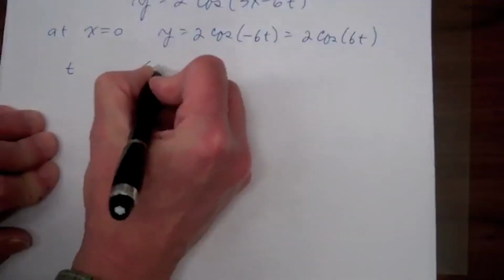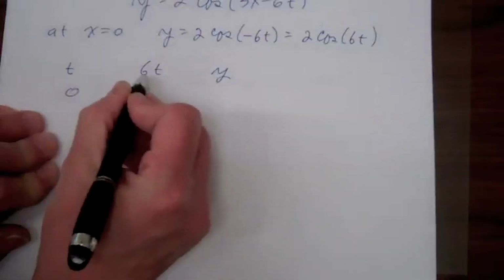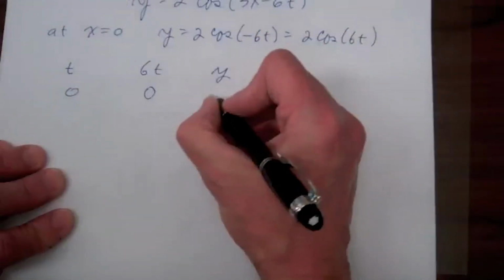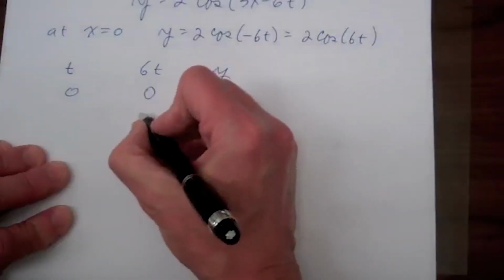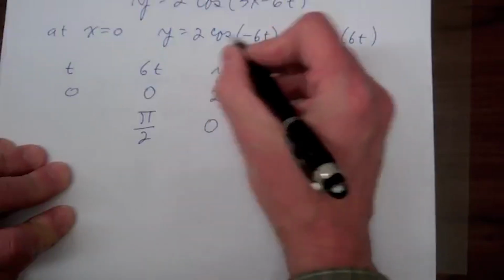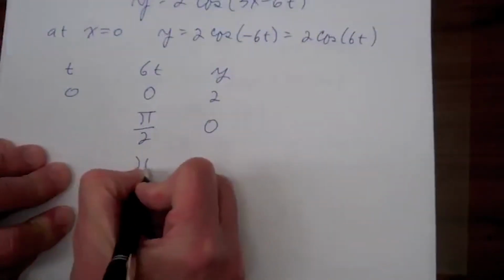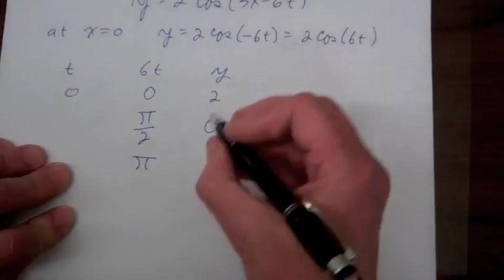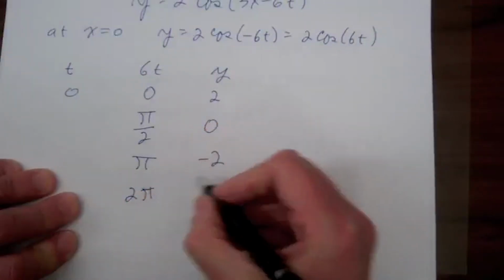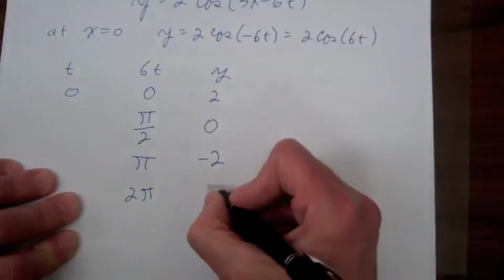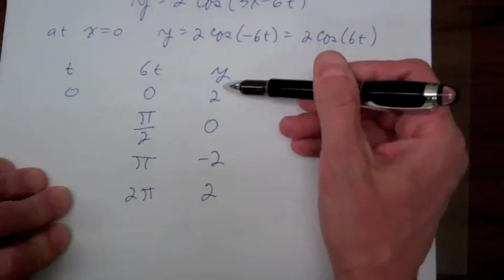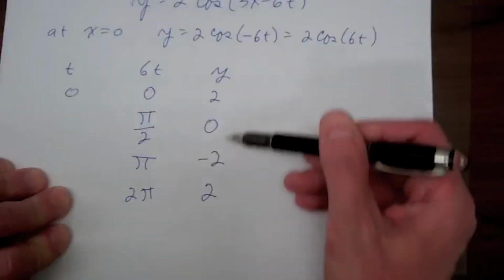Okay, so when t is equal to 0, 6t is 0, cosine of 0 is 1, so our function y is just 2. When 6t is pi over 2, the cosine of pi over 2 is 0, so y is 0. When 6t is pi radians, the cosine of pi is minus 1, so y is minus 2. And when 6t is 2 pi, cosine of 2 pi is 1, so y is equal to 2 again. So our function is going to oscillate from 2 down to minus 2 and then back up to 2.